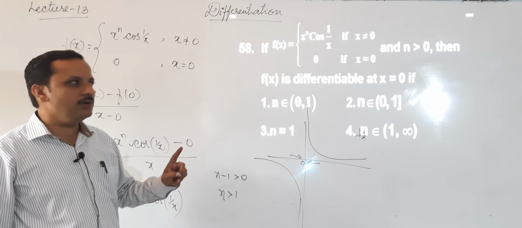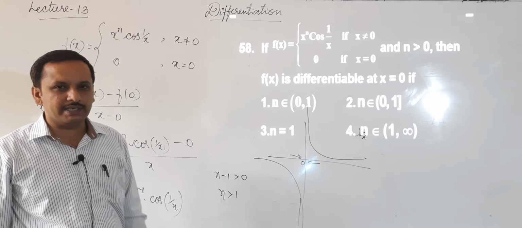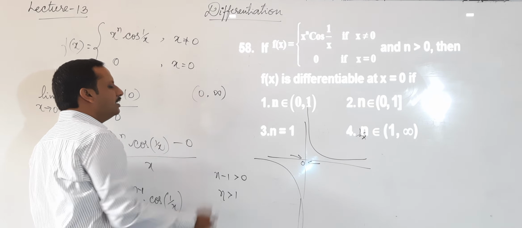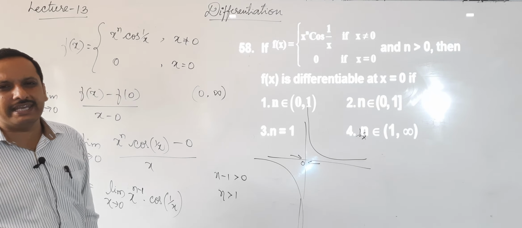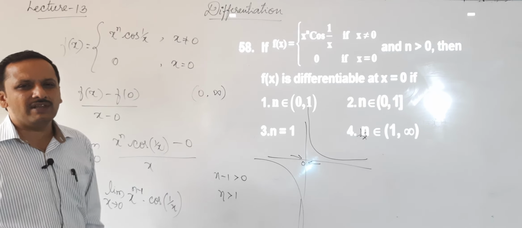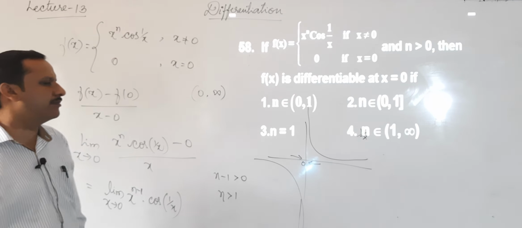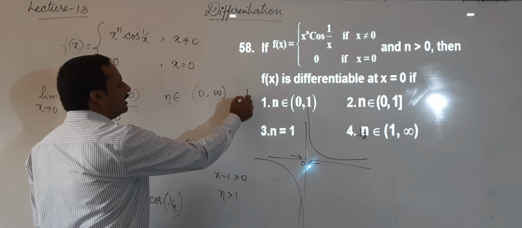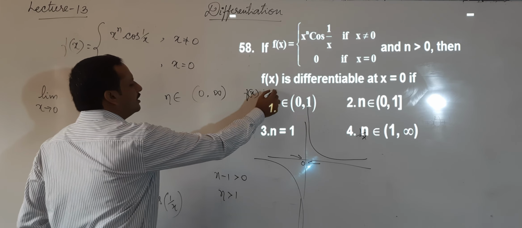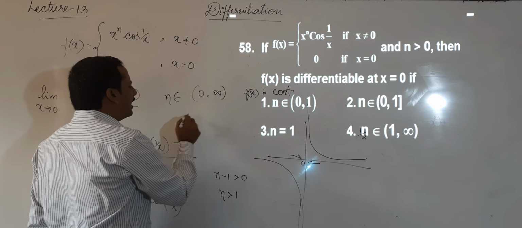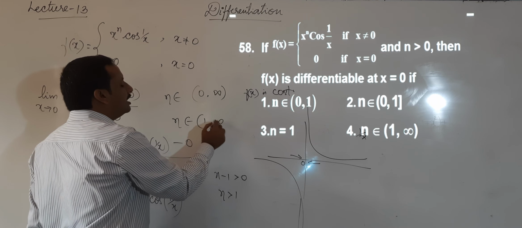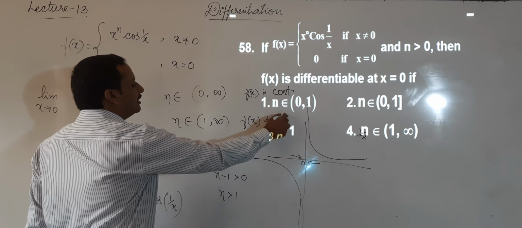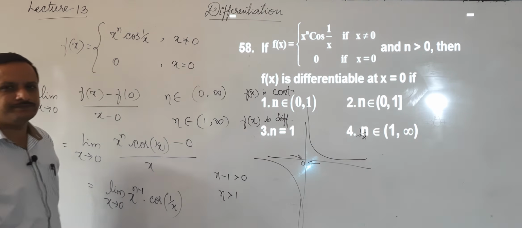See, if they give you differentiable, then fourth option is correct. If they give you continuous, then this option is correct. This is applicable for x power n into cos 1 by x as well as x power n into sin 1 by x. N belongs to 0 to infinity if f of x is continuous, and n belongs to 1 to infinity if f of x is differentiable. Okay?